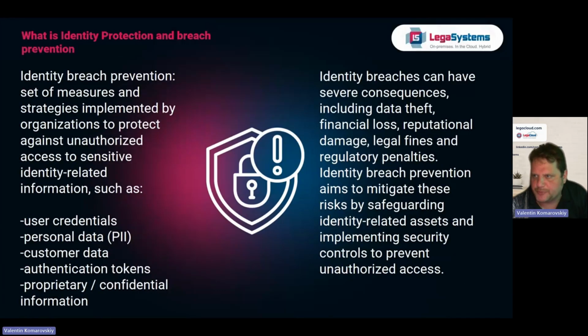So what's identity protection and breach prevention? It's a collection of measures and strategies you can implement to protect against unauthorized access to sensitive identity-related information. And that includes user credentials, personal data, customer data, authentication tokens, proprietary and confidential information. Those are the types of data and information that are most sensitive and should be most guarded in any organization.